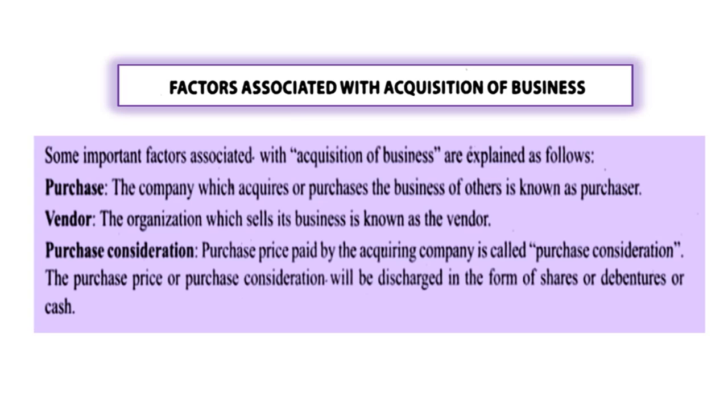Then we see the factors associated with acquisition of business. Some important factors associated with acquisition of business are explained as follows. First we see the factor purchaser. The company which acquires or purchases the business of another is known as the purchaser. Vendor. The organization which sells its business is known as the vendor. Purchase consideration. The purchase price paid by the acquiring company is called purchase consideration. The purchase consideration will be discharged in the form of shares, debentures or cash.